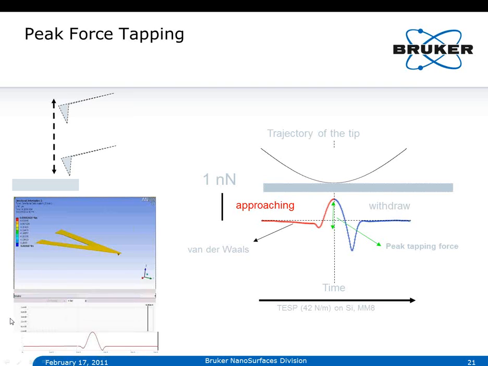So how does peak force tapping work? I just show briefly a diagram here. Again, we move our tip up and down, and that is similar to tapping mode, but we don't use it at resonance. We use it at sub-resonance, and we can monitor the deflection of that tip. And when the deflection of the tip here reaches a certain set point, we simply stop our motion and reverse it.